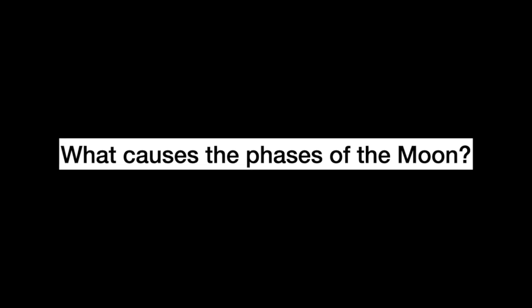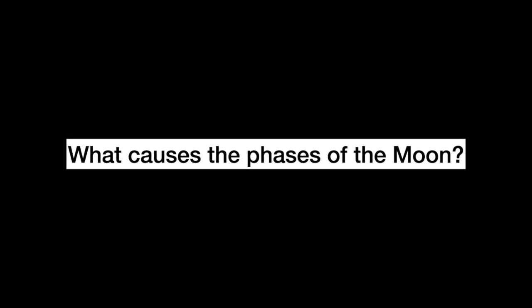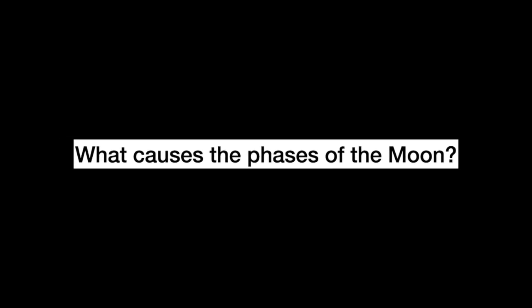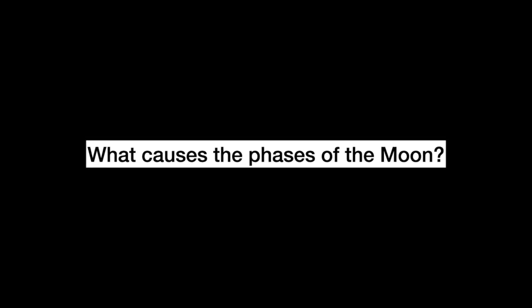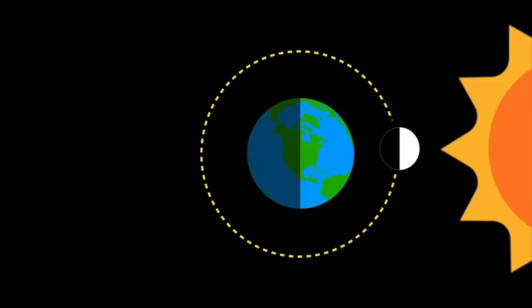What causes the phases of the moon? Before we dive into the moon's phases, it's important to understand how the moon moves around Earth. First, have you ever noticed that we always see the same side of the moon? No matter where you are on Earth, the moon shows us only one face. That's because the moon spins on its axis, just like Earth does. It has day and night, with one half always lit by the sun and the other half in darkness.